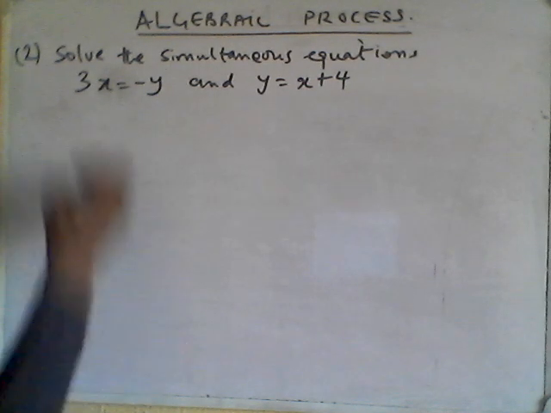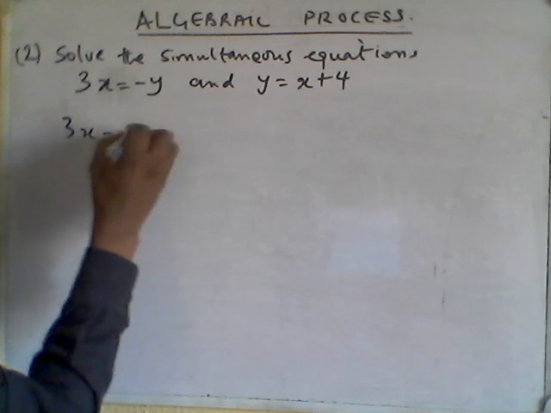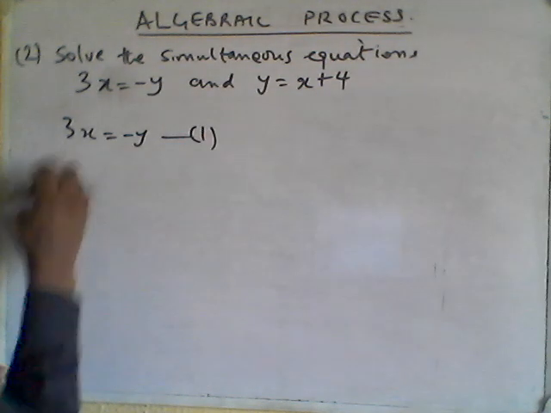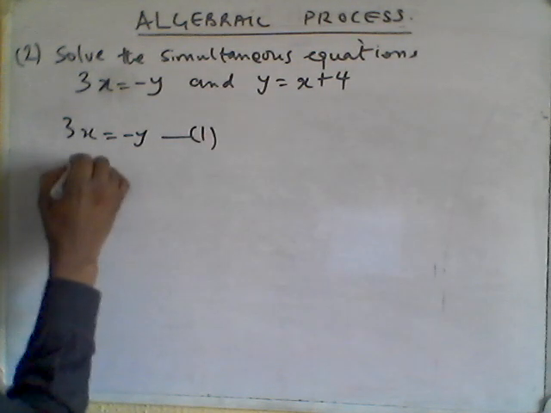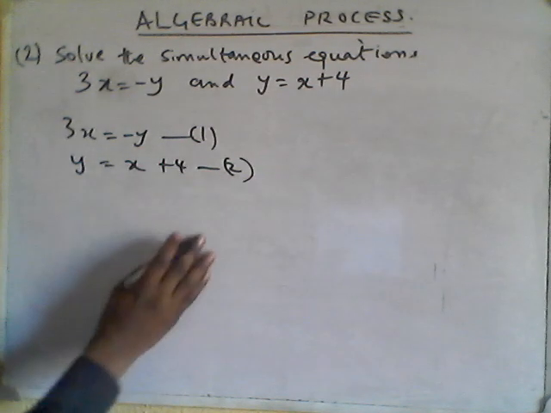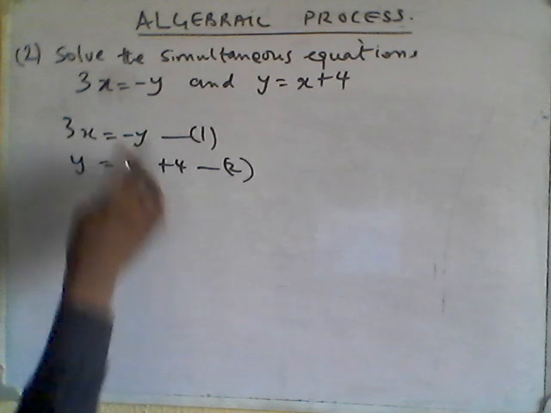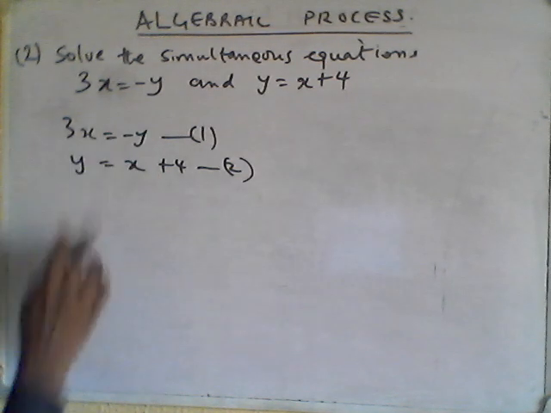Okay, now I can label the equations. 3x is equal to minus y, I call it equation 1. And then I have y is equal to x plus 4, I call this equation 2. So I've named the equations. I will easily use the substitution method for this one because this one is already in a usable form.